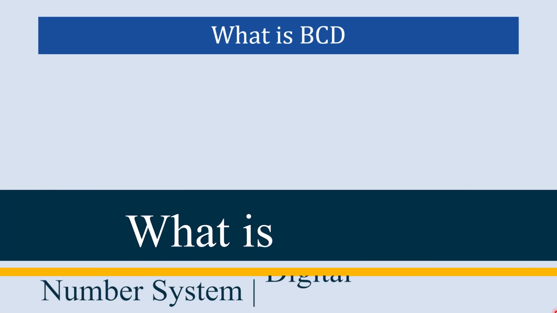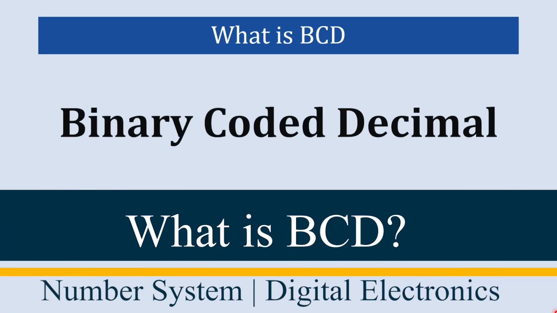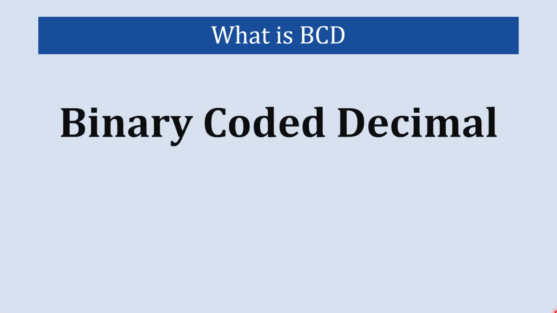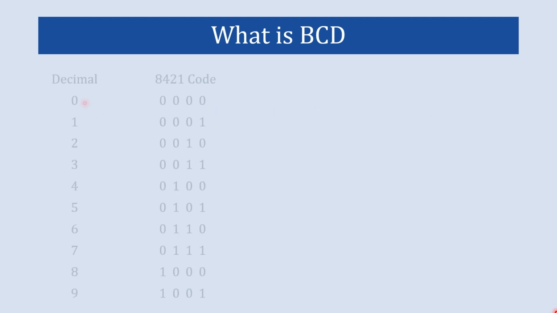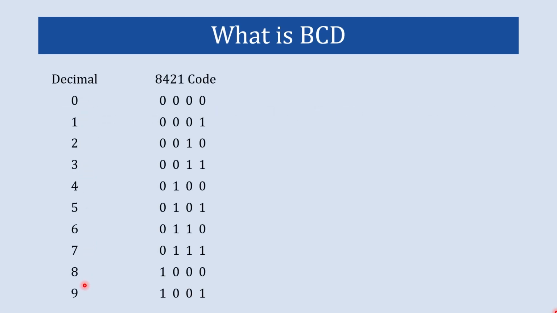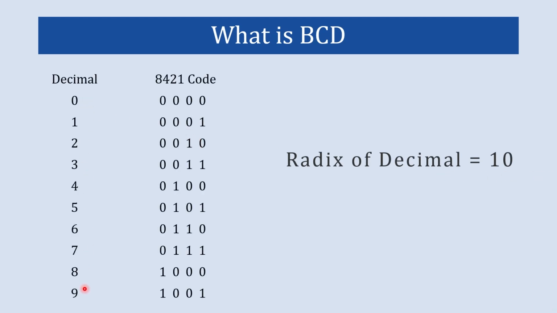What is BCD? BCD means binary coded decimal. It is simply a representation of a single decimal digit in binary form. We have been using the decimal number system since our childhood, and we know that the radix of the decimal number system is 10. This radix 10 means we have 0 to 9 distinct digits to represent any number.